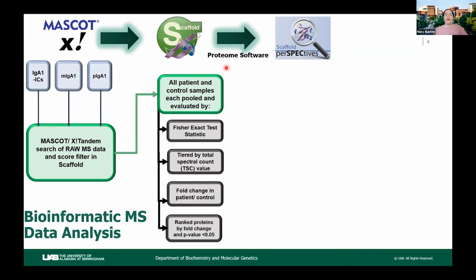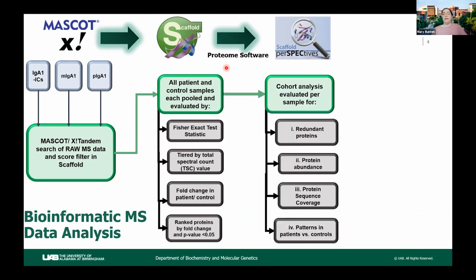And I'll talk more about that in a minute. But all patient and control samples were pooled and evaluated quantitatively by Fisher test statistic. We can look at the tiered total spectral count, or TSC value, which is a relative quantitative value. Look at the fold change in patients and controls, and then we rank the proteins by their fold change and their p-value significance.